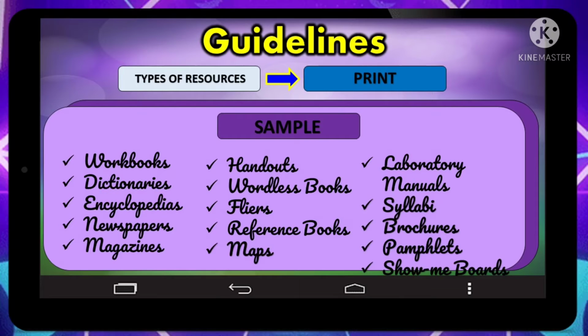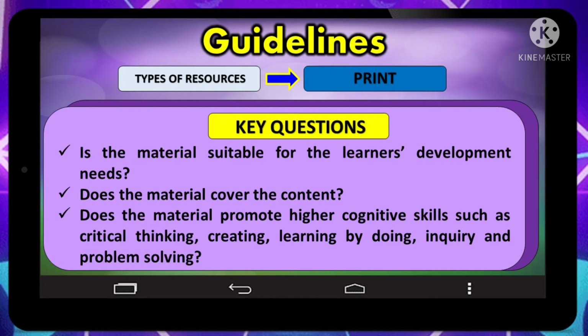We have the print, the charts, posters, flashcards, and manipulatives, and then the non-print materials. Here are the examples of print materials. We have workbooks, dictionaries, encyclopedias, newspapers, magazines, handouts, wordless books, flyers, reference books, maps, laboratory manuals, syllabi, brochures, pamphlets, and show-me boards. In the utilization of the following print materials, you may consider the following key questions.